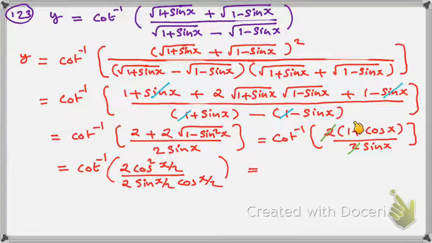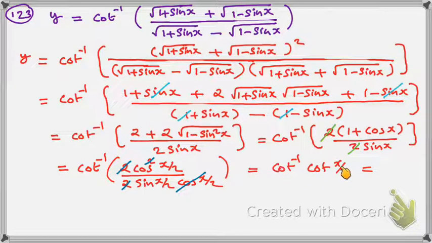So half angle formula for both numerator and denominator. 1 plus cos x is 2 cos square x by 2 divided by sin x is 2 sin x by 2 cos x by 2. 2 and 2 will cancel. Cos x by 2 and 1 cos x by 2 will cancel. Balance will be cos x by 2 only in the numerator divided by sin x by 2. So this is cot inverse of cot x by 2, because you cancelled cos x by 2 with 1 cos x by 2 in the numerator. 2 and 2 you cancelled. So cos x by 2 by sin x by 2 is cot x by 2.